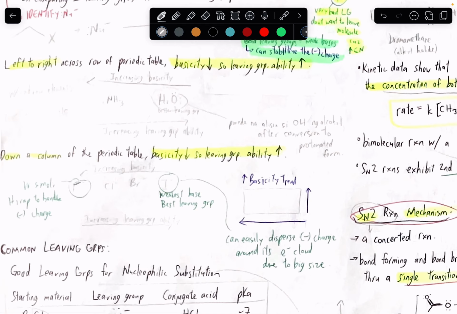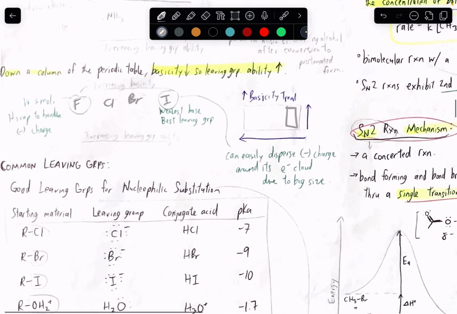Here, I was comparing the halogens. From up to down, the order is fluorine, chlorine, bromine, iodine. Iodine is at the very bottom, and it is the best leaving group because it is considered the weakest base of them all. Fluorine is at the very top, so yeah, makes sense.